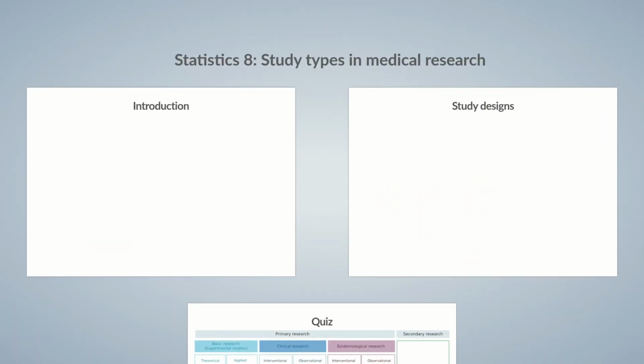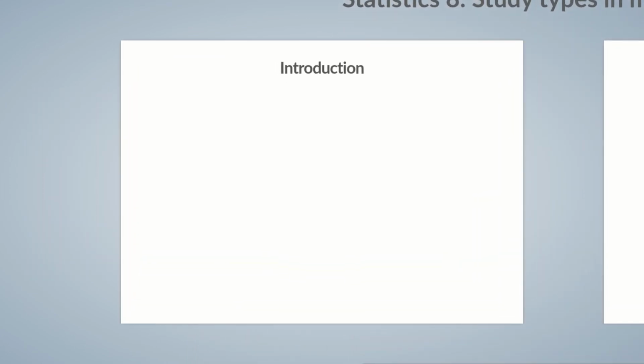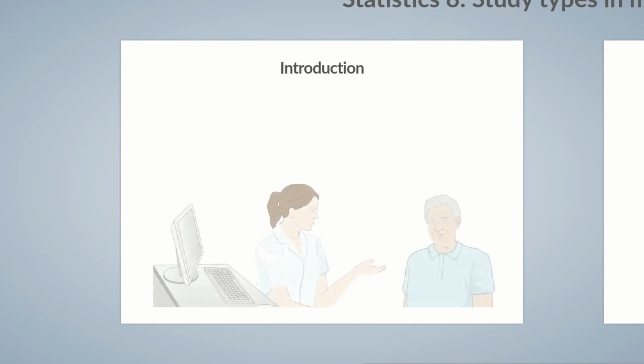Study types in medical research. Do you know the number of clinical decisions a physician has to make daily? Most likely, somewhere around 100 to 200.